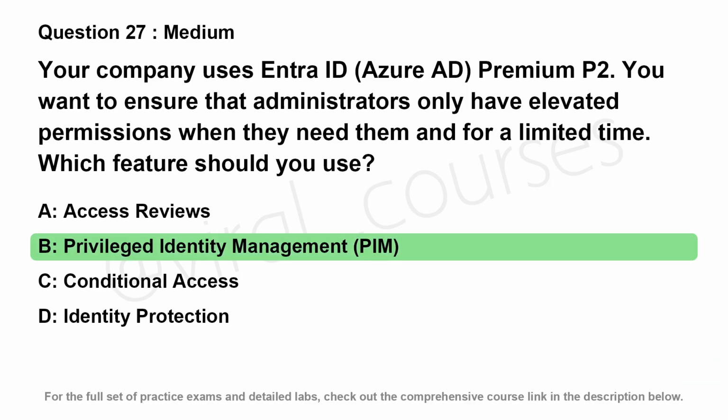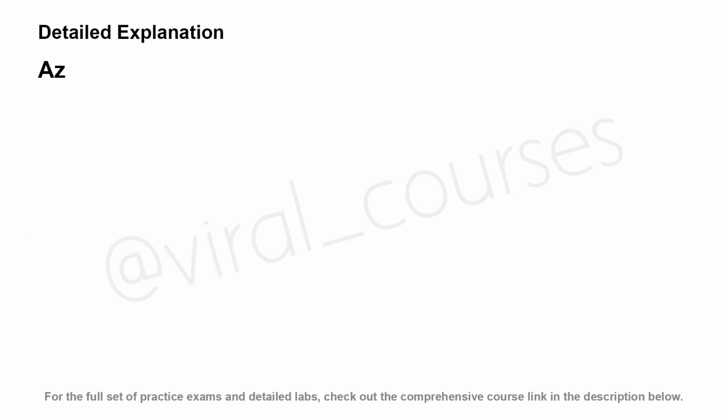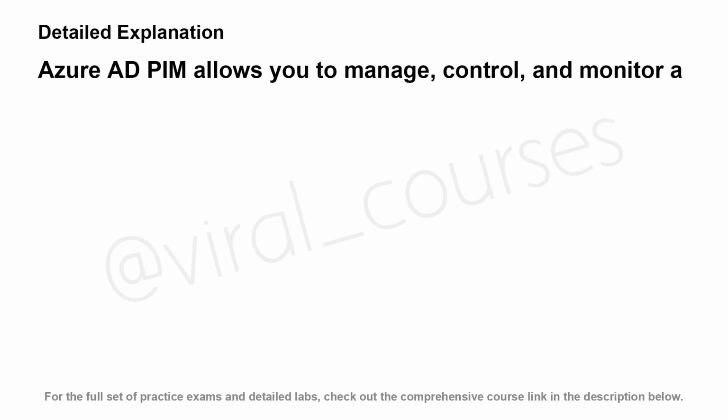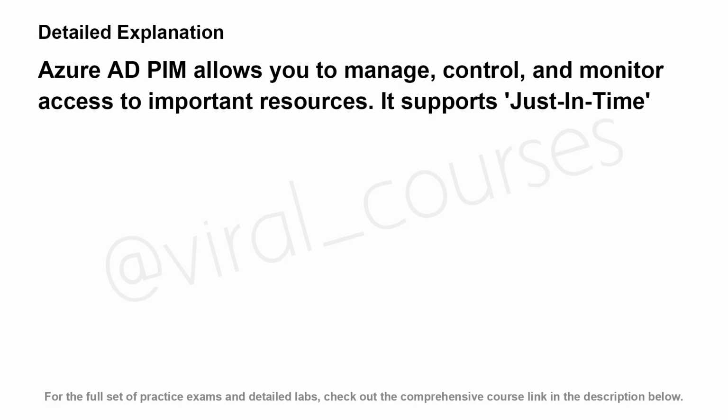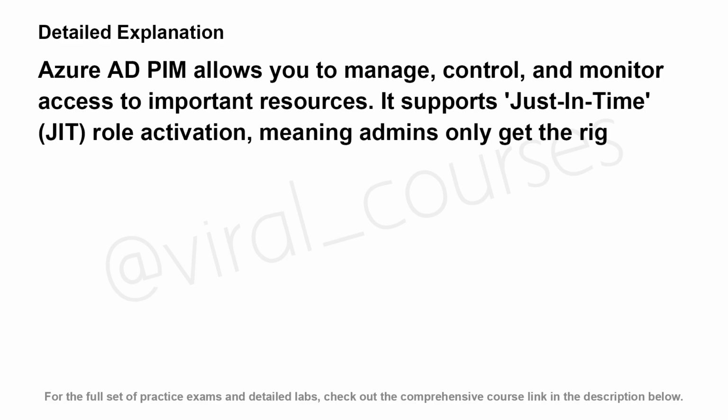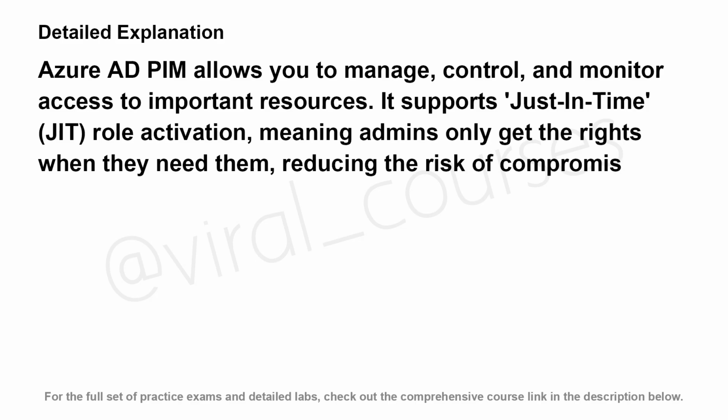The correct answer is B. Azure AD PIM allows you to manage, control, and monitor access to important resources. It supports just-in-time (JIT) role activation, meaning admins only get the rights when they need them, reducing the risk of compromised persistent admin accounts.